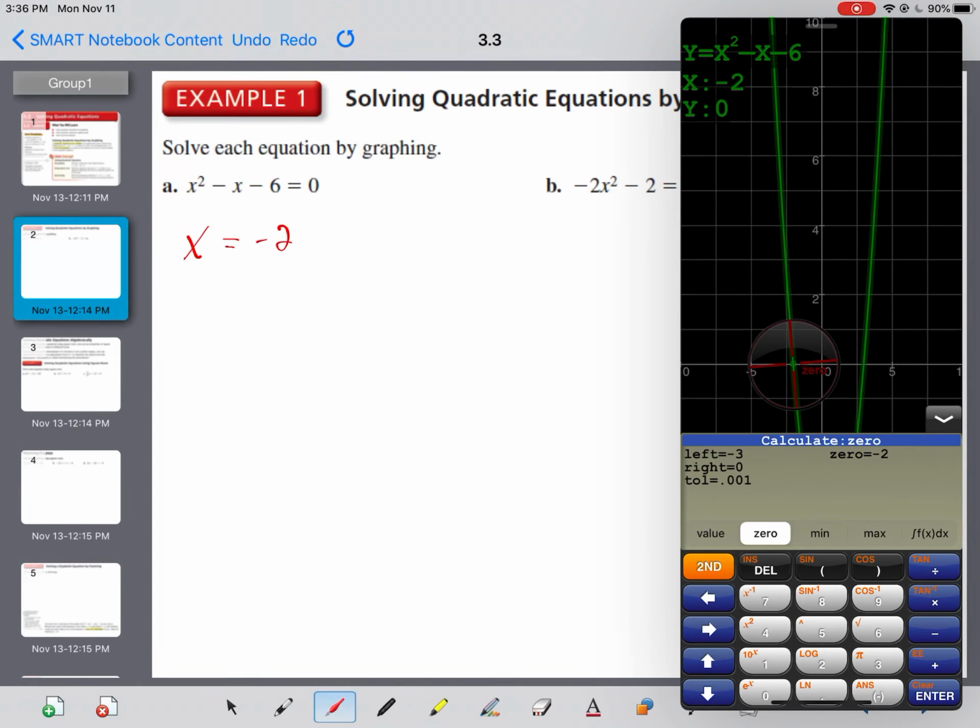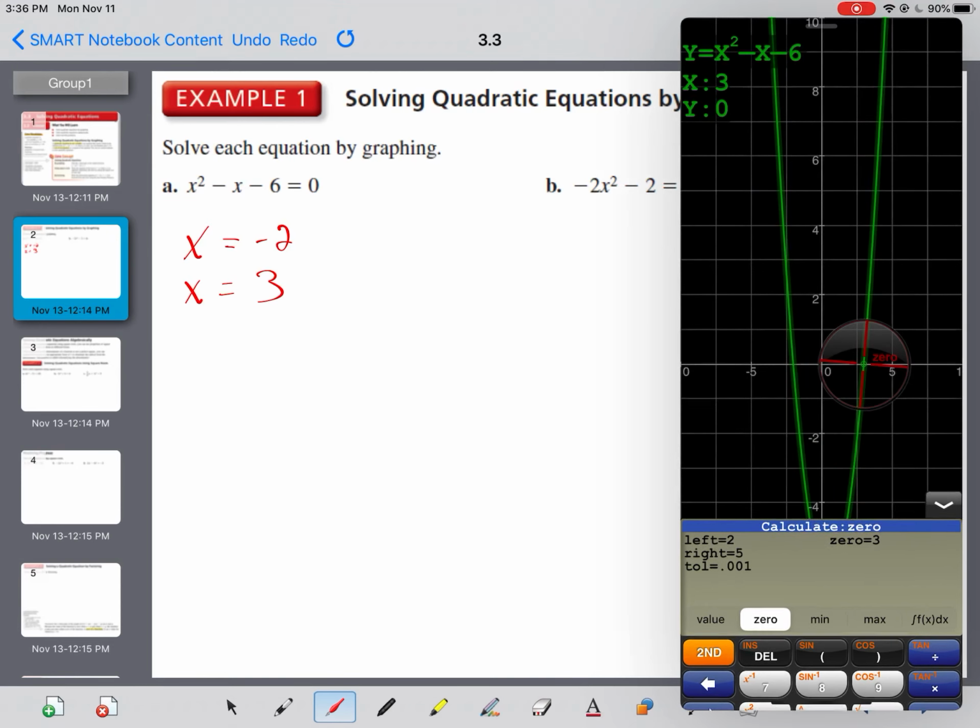x equals -2. There's another zero over there on the other side. It's between 2 and 5. So I'm going to go back and change these. Delete. Let's see. Go back over here. All right. 2. Delete. And 5. Enter. There's another zero at 3. So we can do it graphically.